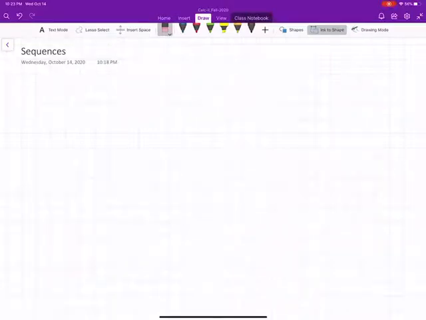Hello, today we are going to learn sequences. Let's learn what sequences are. First, I'm going to give you this example.